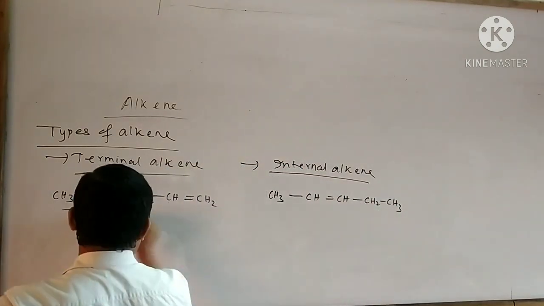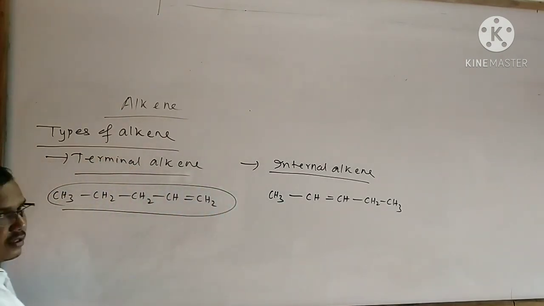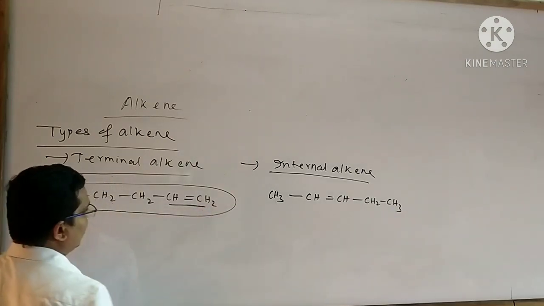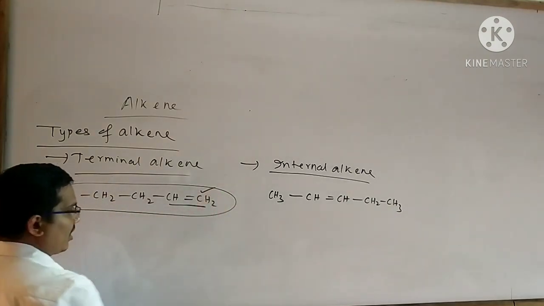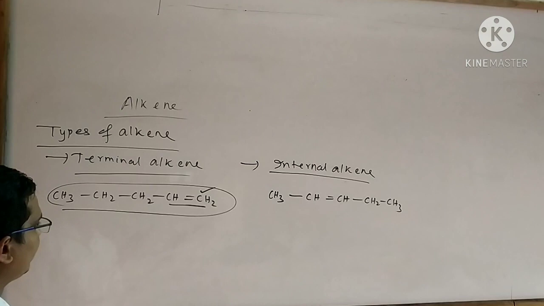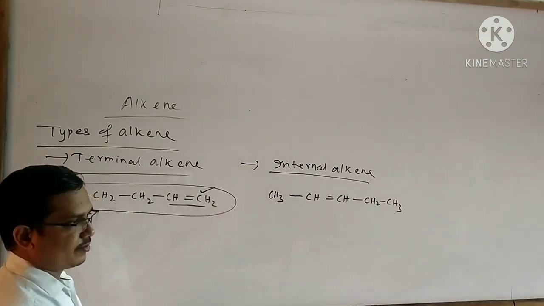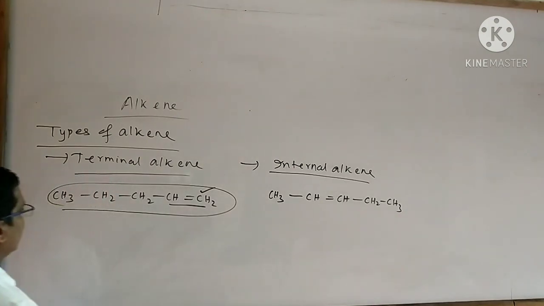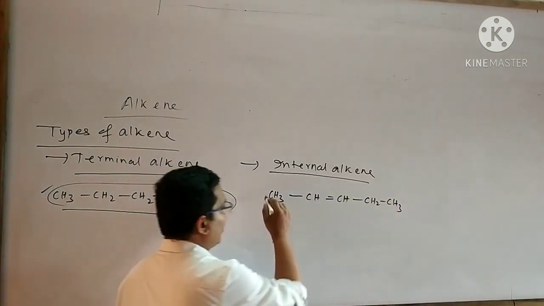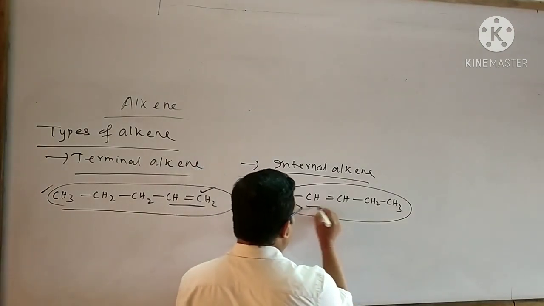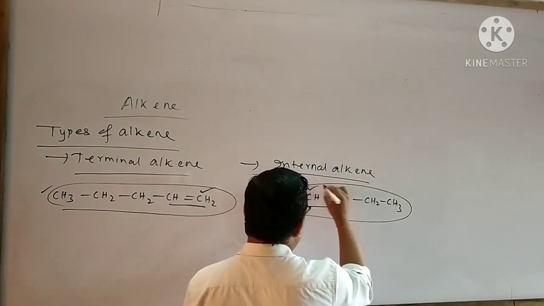Look at that. In this organic compound, the double bond is present between these two carbon atoms. Here this carbon atom is the terminal carbon atom. That means the double bond is present at the terminal carbon atom. So this compound is a terminal alkene. But if I think about this other compound, look at that, here the double bond is present between these two carbon atoms.